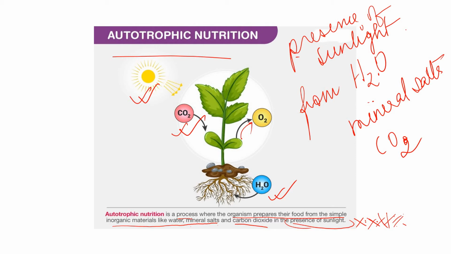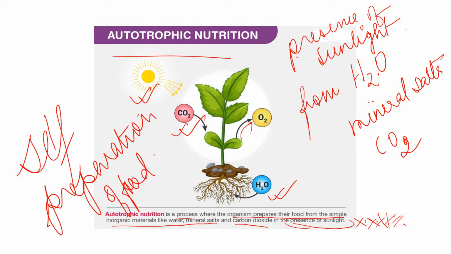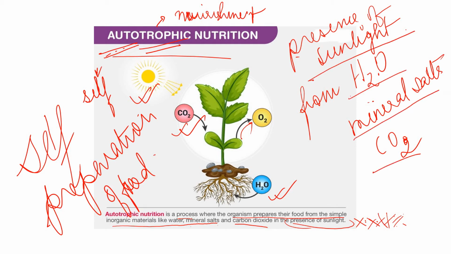Okay, so that is autotrophic nutrition, that is self preparation of food. Auto means self, the word says self. Auto means self, and trophic means what? Trophic is nothing but nourishment. Self nourishment. Okay, that means those organisms that will prepare their own food with the help of what? With the help of sunlight, water, mineral salts, and carbon dioxide.